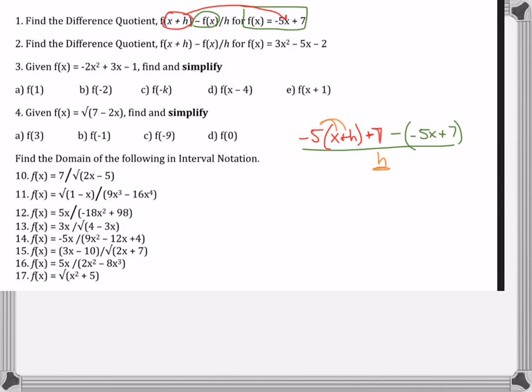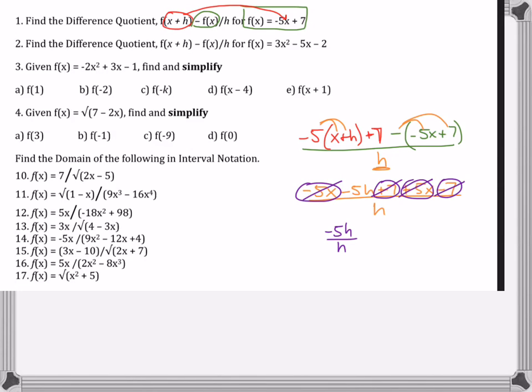So if I distribute negative 5, I get negative 5x minus 5h plus 7. Distribute the negative makes it positive 5x plus, or excuse me, negative 7, all divided by h. Now with difference quotient, you know you did it right if all the terms without an h go away or cancel each other out. So all the terms with h stay, all the terms without an h get canceled out. So negative 5x does have positive 5x, so those cancel out. And then positive 7 does have negative 7, they cancel out. So I have negative 5h over h.